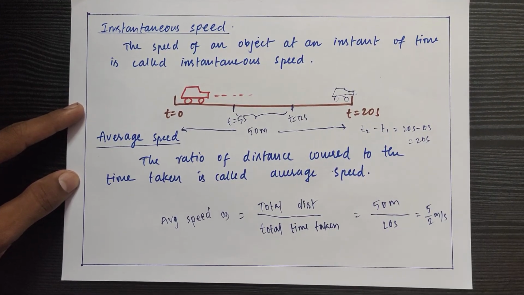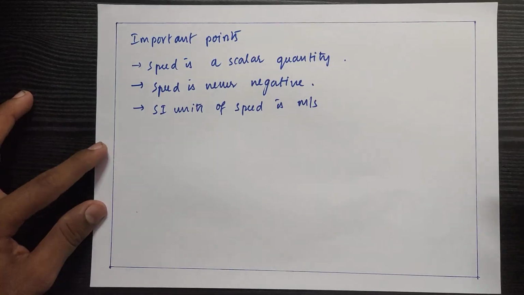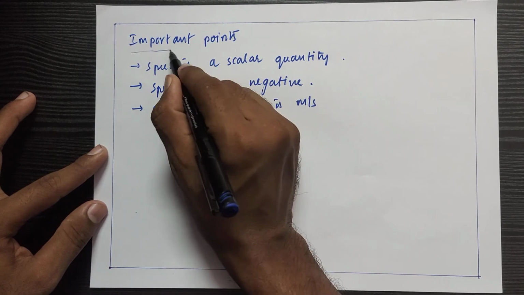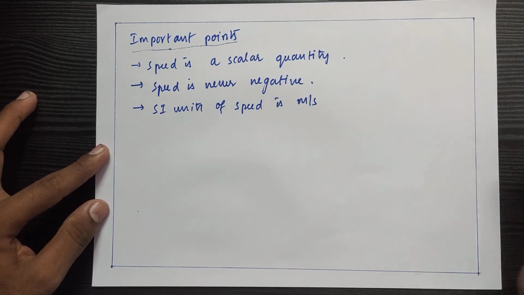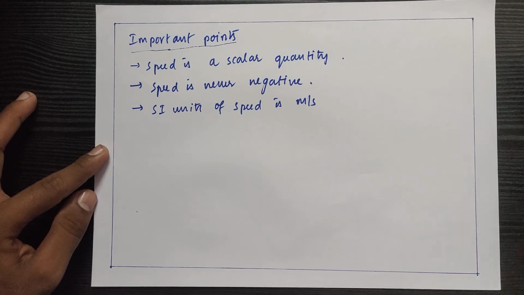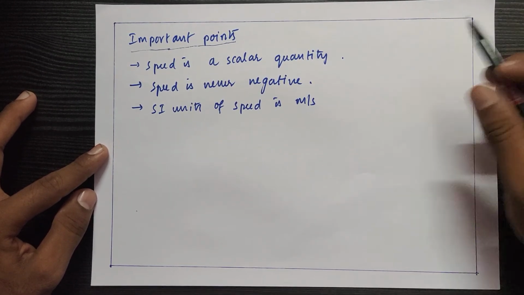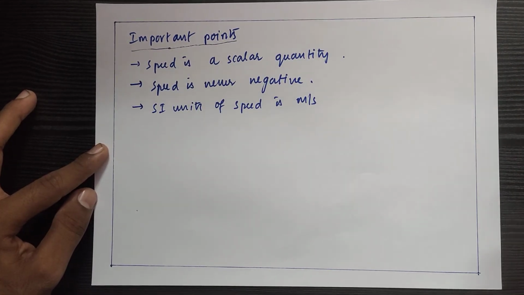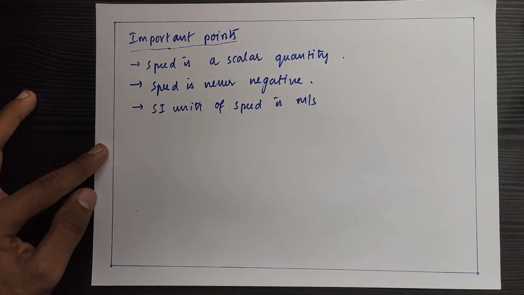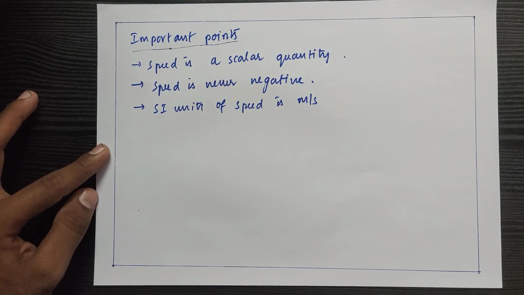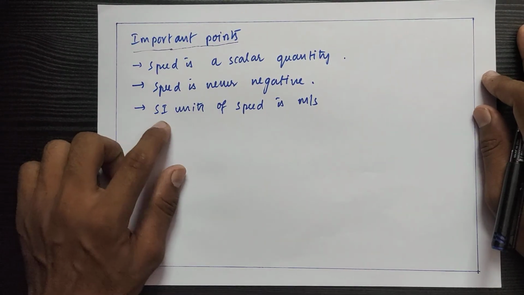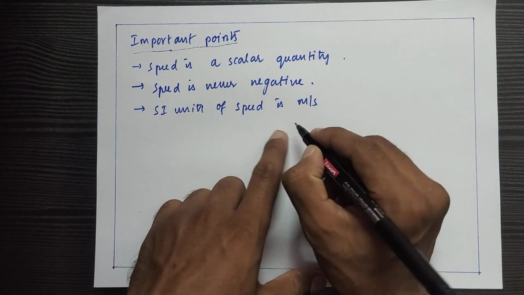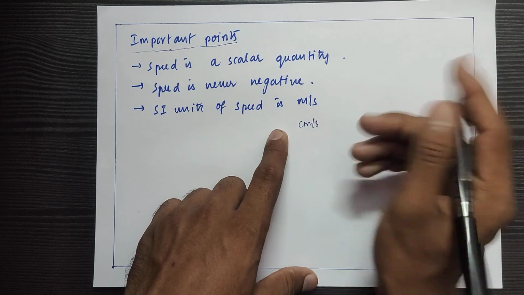Now let us see some important points to note. Firstly, speed is a scalar quantity. We all know that speed is a scalar quantity. The second one is that speed is never negative, because the concept of speed is independent of direction of motion, so we cannot take speed as negative. The SI unit of speed is meter per second and the CGS unit of speed is centimeter per second.